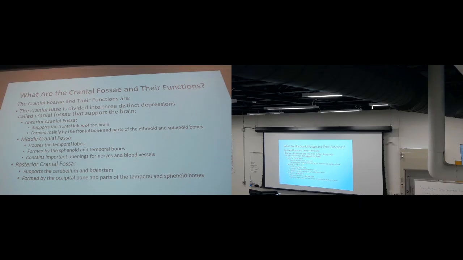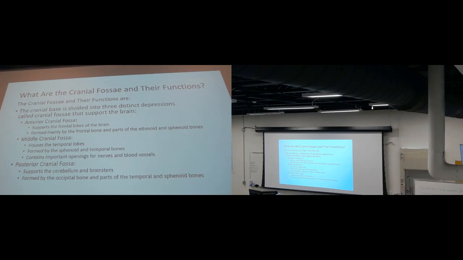The anterior cranial fossa is mainly formed by the frontal bone, which is the broader bone of our skull, and parts of the ethmoid and the sphenoid, like the lesser wings of the sphenoid, form part of this anterior cranial fossa. Now, the middle cranial fossa, which houses the temporal lobes, the lobes of the brain that are in contact with the temporal bones, is formed by the sphenoid and the temporal bones.